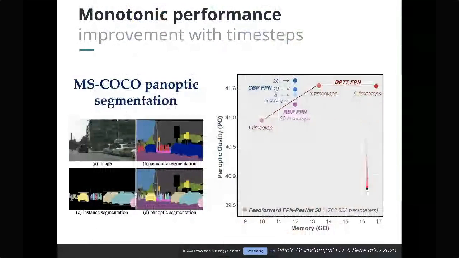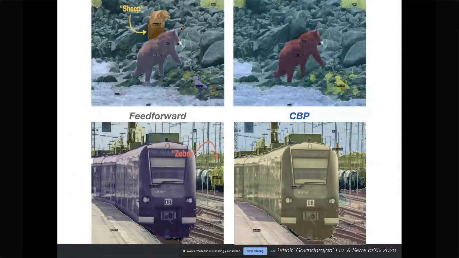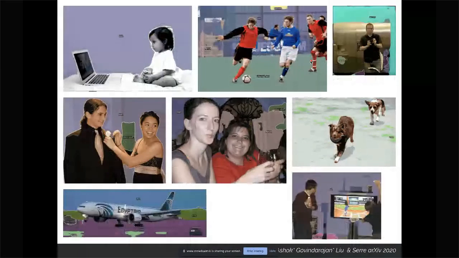So just to give you a qualitative sense for the gap here between the feed-forward network and this recurrent neural network, I'll show you just two examples. On the left are the feed-forward networks, right is our recurrent neural network. The colors of the pixels here correspond to the predictions of those models. You see that the feed-forward network here hallucinates a sheep in the rocks. It hallucinates here a zebra in the wagon. And these are the kind of spurious detections that a recurrent neural network is able to suppress.